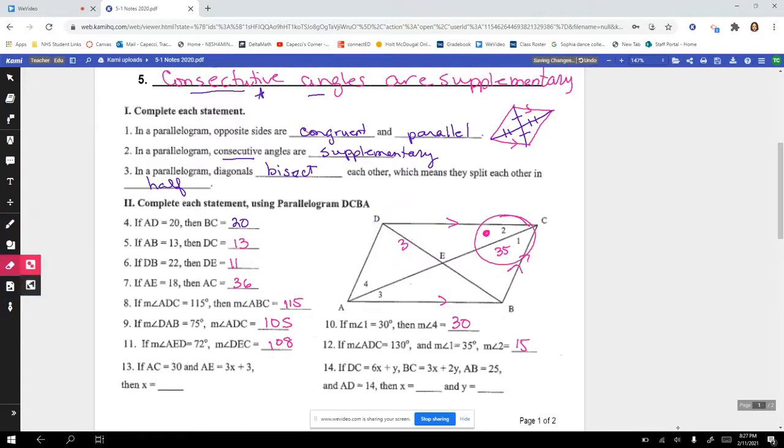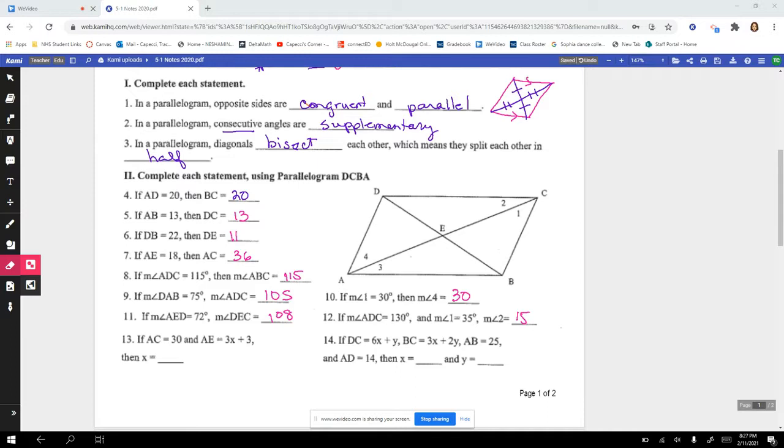Okay? All right, now we're going to get some algebra mixed in with that geometry. So let's take a look. So if I have AC, this whole diagonal here is 30. And then AE, which is half of it, is 3x plus 3. They want us to solve for x.